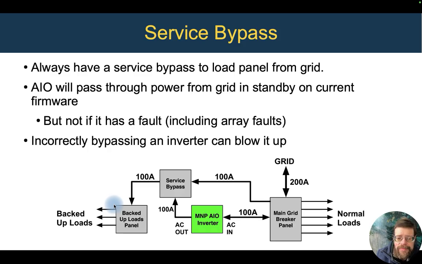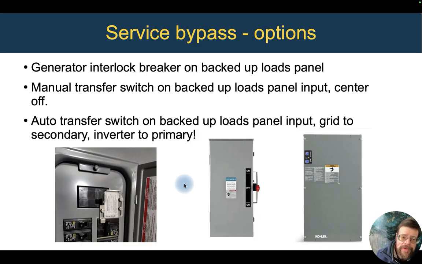But what I've seen a number of times is they forgot to disconnect the feed from that backed up loads panel to the inverter, and now there's grid power to the backed up loads panel, and it's feeding back into the output of the inverter, and that can blow the inverter up. So a temporary bypass by someone not familiar with the system can actually destroy the inverter in some cases. So that's why having a bypass wired in as part of the system is a good idea and one that I strongly recommend.